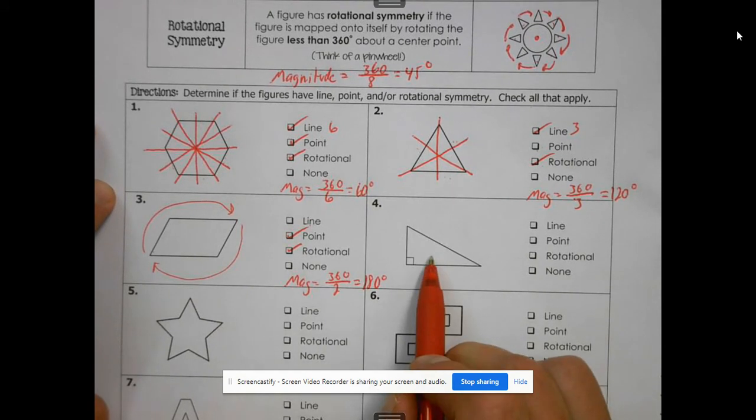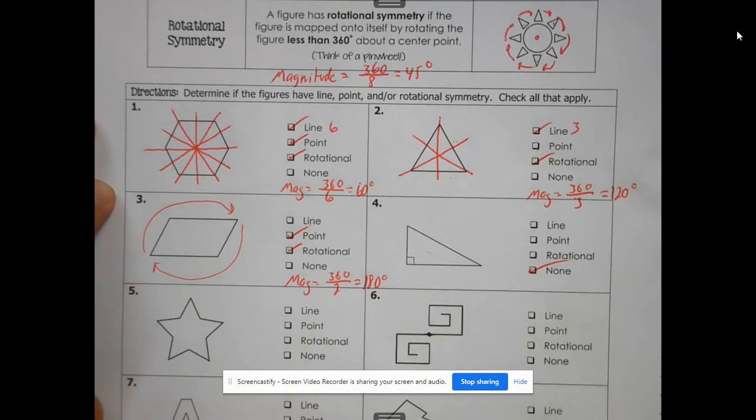Number 4, this is a goose egg. There's no line, there's no point, there's no rotational. That's a none.